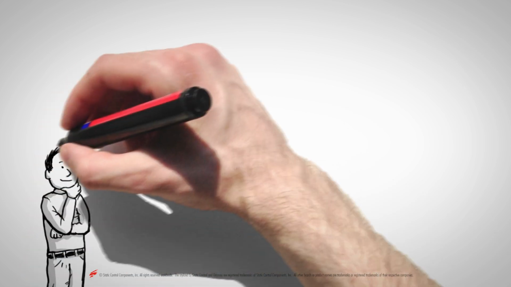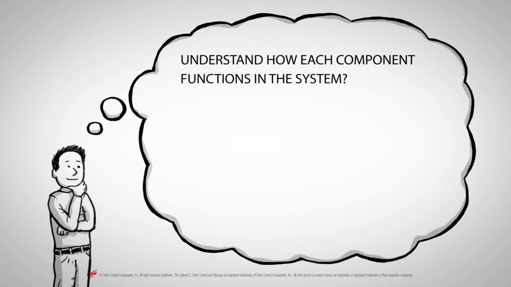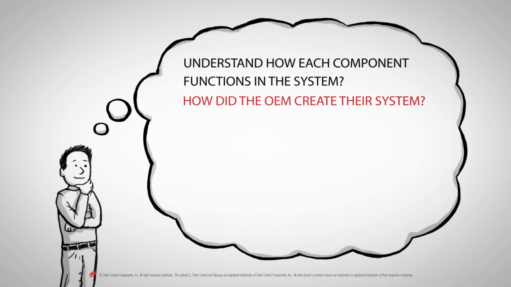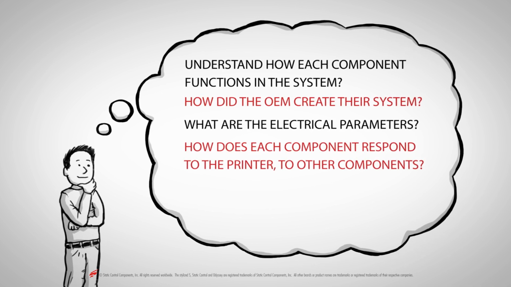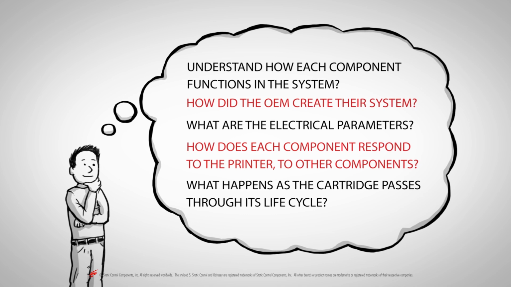The first step in developing a system of components was to understand how each one functions in the system. We needed to understand exactly how the OEM created their imaging system. What are the electrical parameters? How does each component respond to the printer and to the other components? What happens as the cartridge passes through its life cycle? The questions go on and on. It took years of extensive research to learn all of the answers.